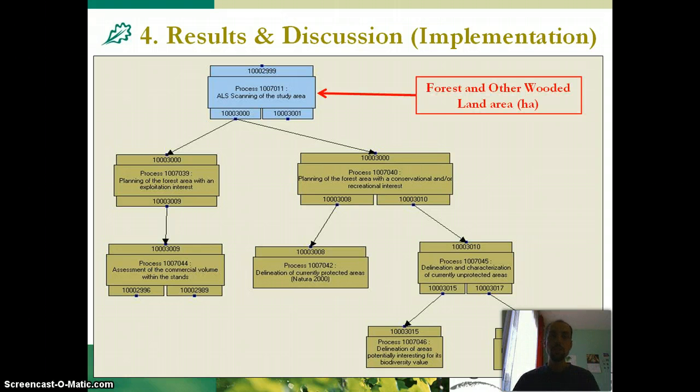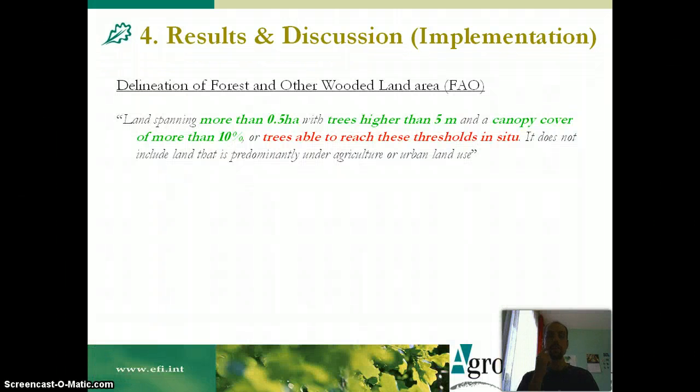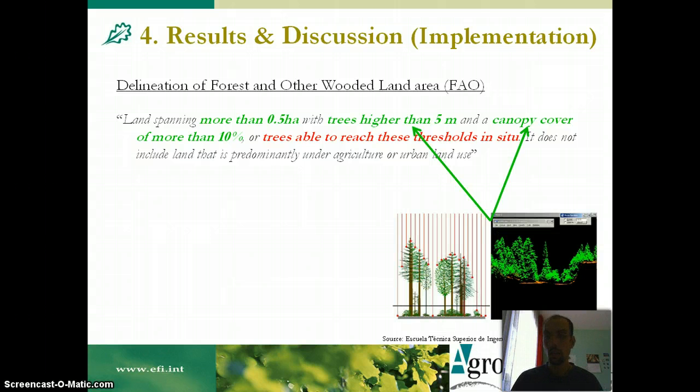The first differentiation was made between forest and other wooded land area from all the rest of land uses. For that, TOSIA works with a definition made by FAO. Here, colored in green and in red, you can see all the criteria that are included within this definition. All the criteria colored in green could directly be implemented just by using the laser data.